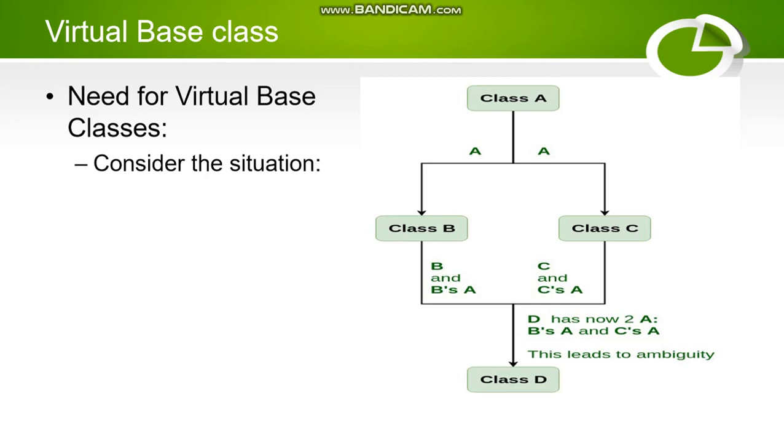And to avoid this ambiguity, we have to make the class a virtual class. Here we will make class B and C virtual. So by default class A will become a virtual base class, and due to this the duplication of data and functions will be avoided in class D. So that is the need for the virtual base class.